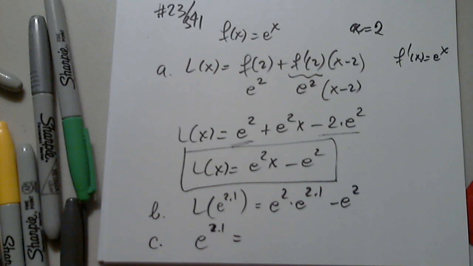So e squared times e to 2.1, and then minus e squared, and e to 2.1.